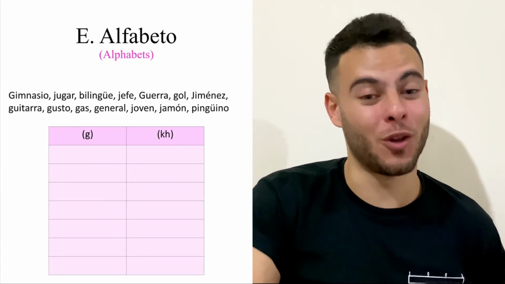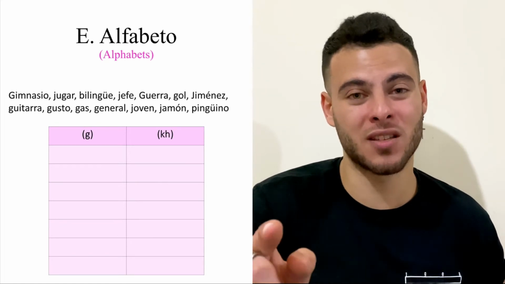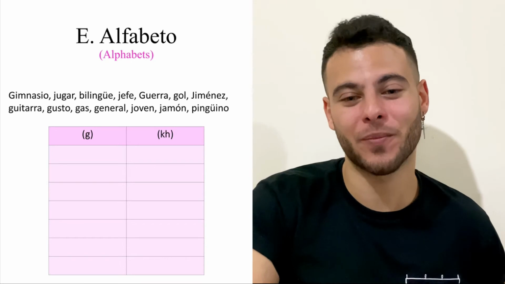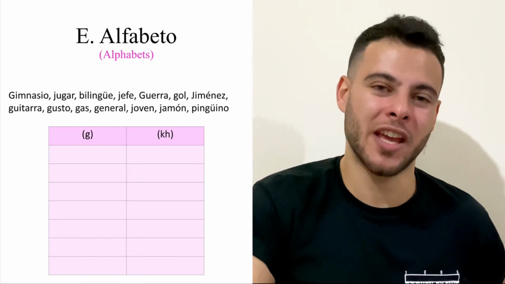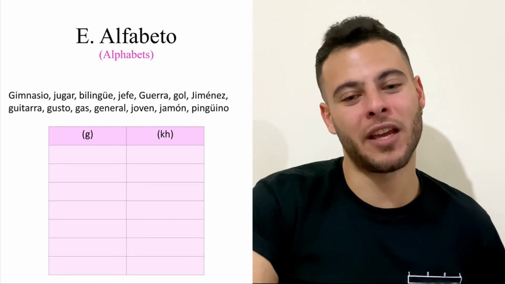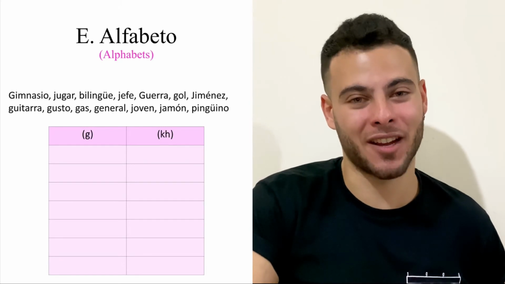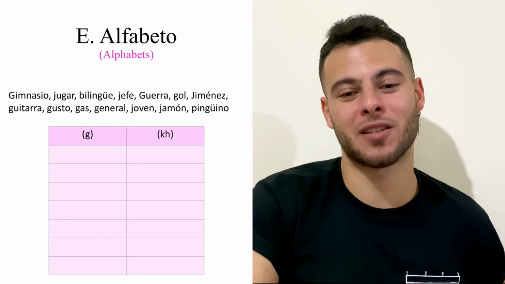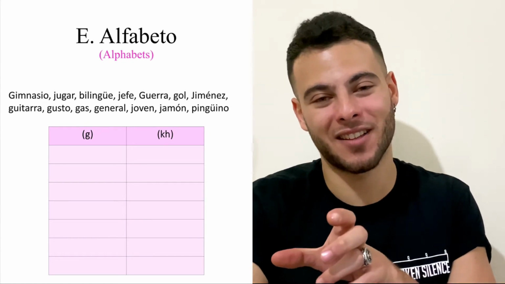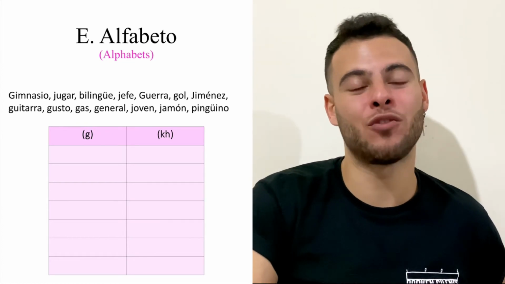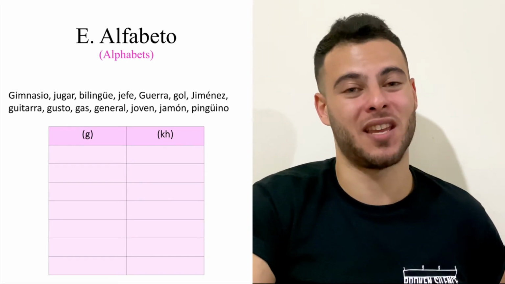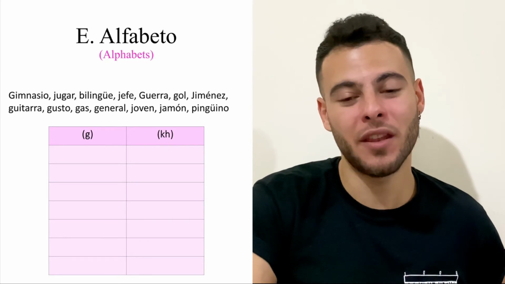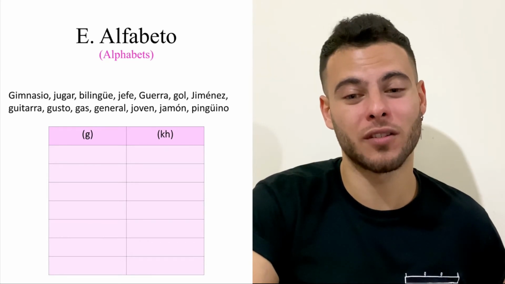Here we've got a U. Have you noticed it? A U with 2 dots on it. So we pronounce the U. It's bilingüe. The second one is jefe. The next one is guerra. We didn't pronounce the U here, because we pronounce guerra. The U doesn't have 2 dots on top of it, but because it exists, we can pronounce it as a G sound. The next one is gol.